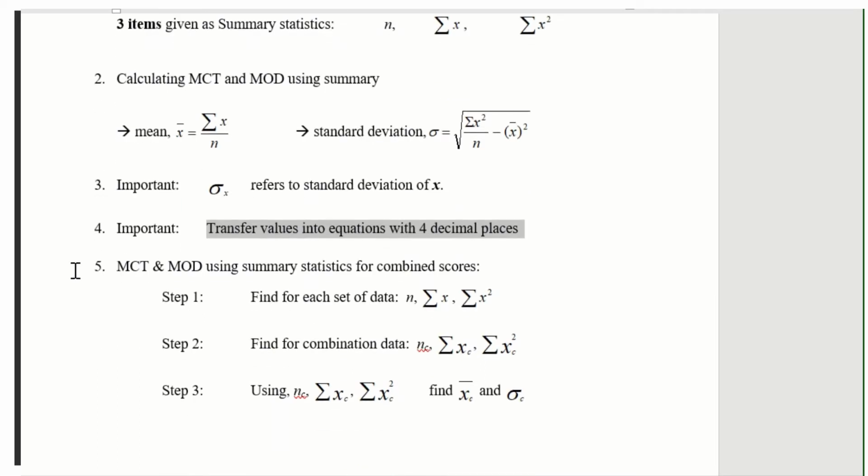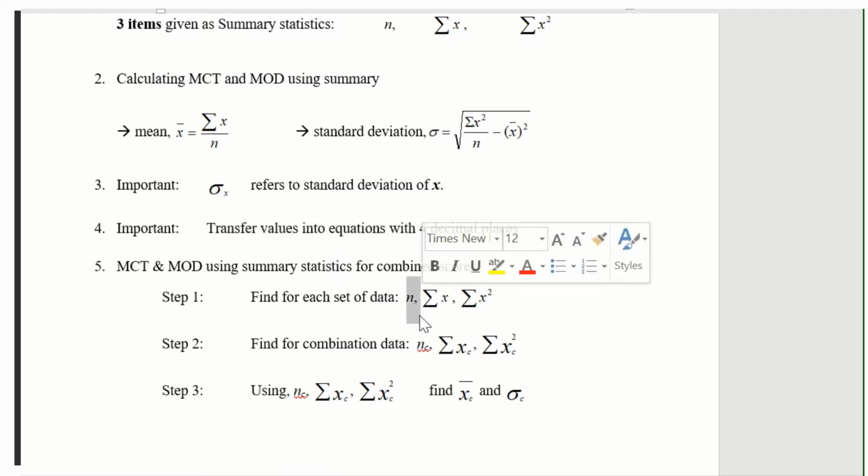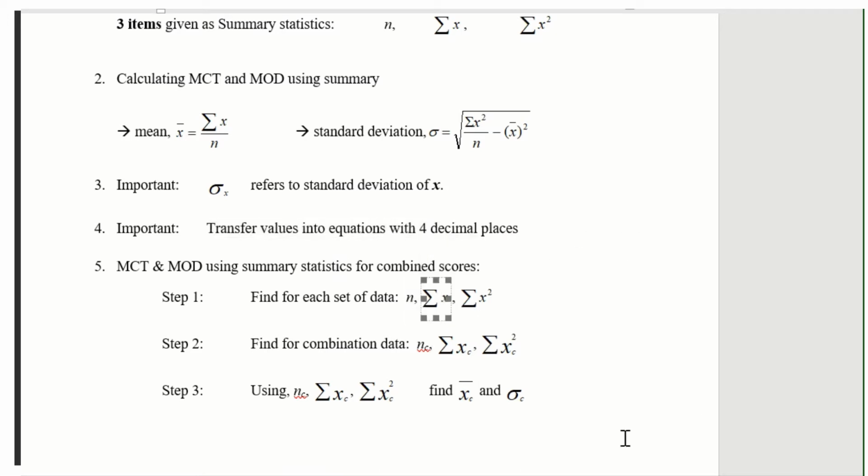Okay? So MCT and MOD using summary statistics for combined score. We are going to follow these 3 steps and just follow how I'm teaching you. You will never go wrong. So for each set, first of all, you need to find your N, which is the number of data, your sigma X, which is the summation of X, and your sigma X squared. Okay, if we are combining 2 sets of data, then we will find the total N. That means from data set A and data set B, what's the total N? Why do you see NC there?